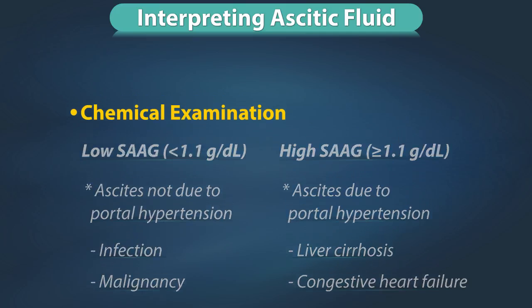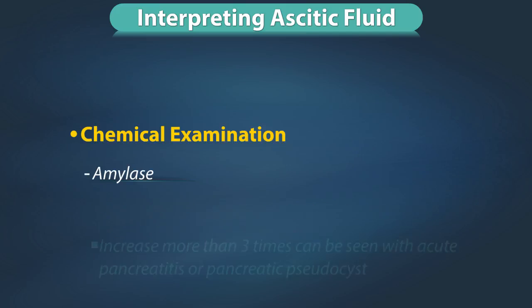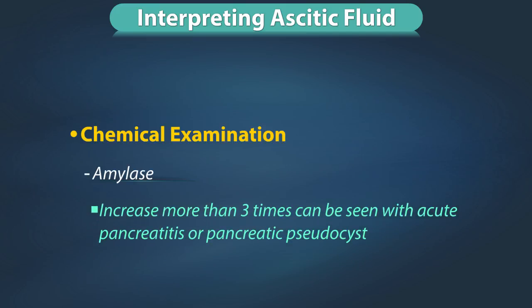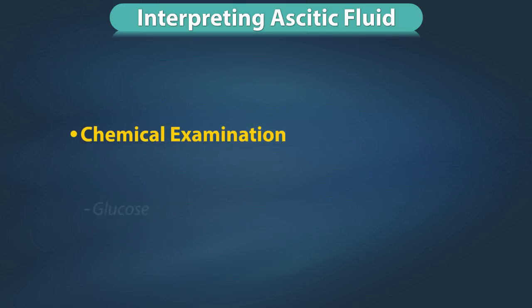Amylase. Normally in ascites, the amylase is similar to that of serum amylase. An increase of more than 3 times can be seen with acute pancreatitis or pancreatic pseudocyst. Gastroduodenal perforation, acute mesenteric vein thrombosis, or intestinal necrosis can also cause high amylase levels.